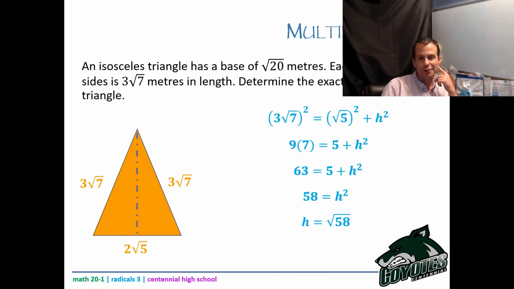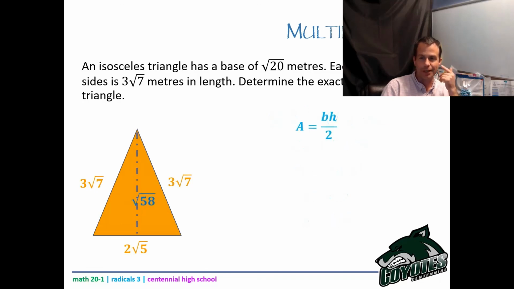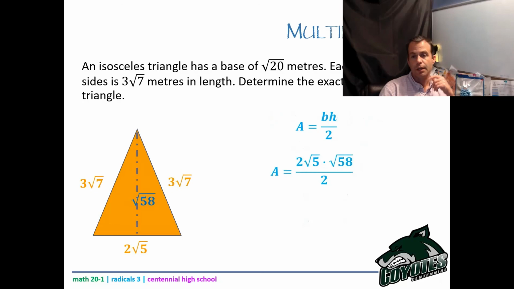So now I know that my area will be base times height divided by 2, okay? So I know my base is 2 root 5 times my height, which is root 58, and then divided by 2. Now, my 2 over 2, they'll divide each other out. That'll just be a 1. So I'm really left with root 5 times root 58. 5 times 58 is 290. So I'm looking at the root of 290 meters squared.